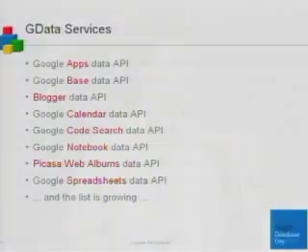So you'll see Google Calendar is a very popular data API. The Blogger Data API is very popular. We've got Google Base as one of our original data APIs, but we've got a lot of new ones. Also, Google Apps for your domain has an API. There's the Google Notebook Data API, Picasa Web Albums, where you can manage photos. Google Spreadsheets is also a very useful one. And that list is growing.